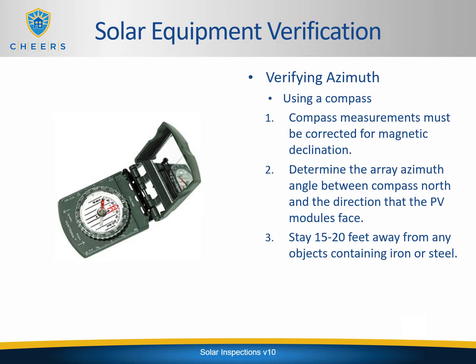Your second option is to use a compass on site. Compass measurements must be corrected for magnetic declination. You'll then determine the array azimuth angle between compass north and the direction that the PV modules face. You'll need to stay 15 to 20 feet away from any objects containing iron or steel, as these will affect the accuracy of your compass readings.